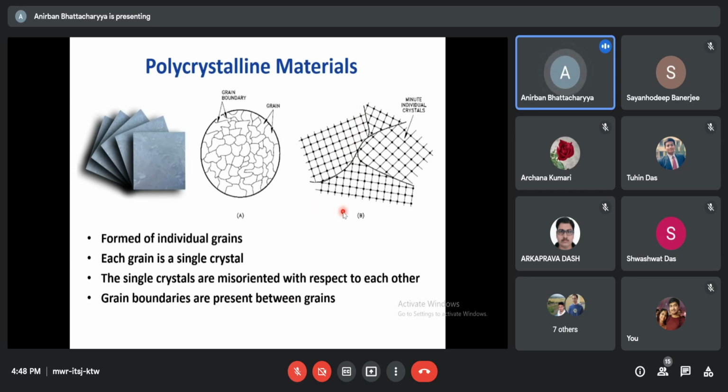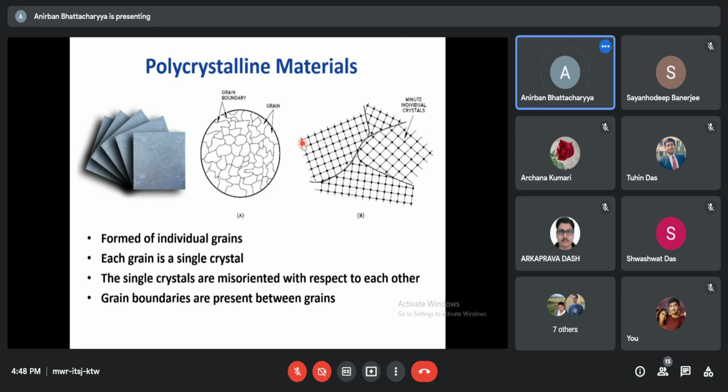The grain boundaries are present between grains. So single crystal is when the grain is larger than the material. So it's a single crystal. The whole material is a single grain. But most materials are not single crystals. They are something called polycrystalline material.